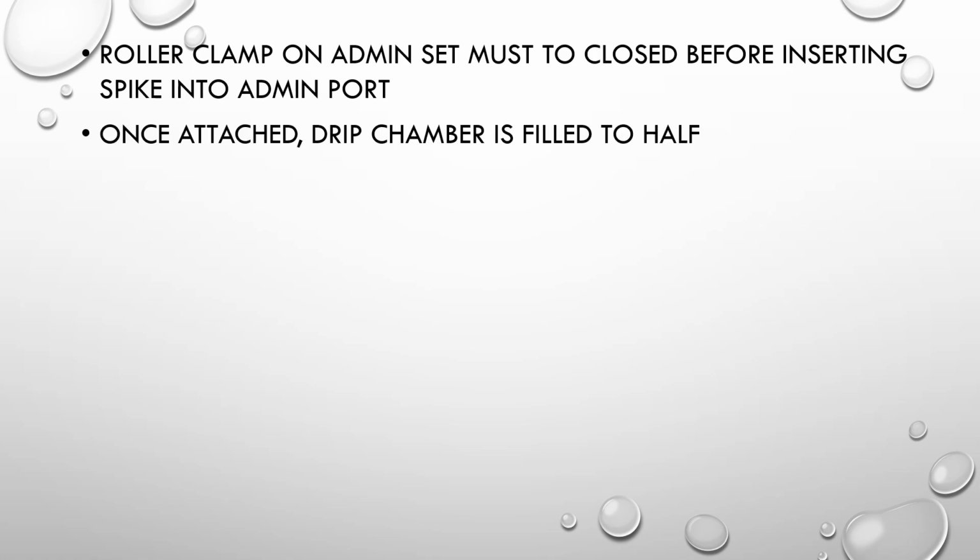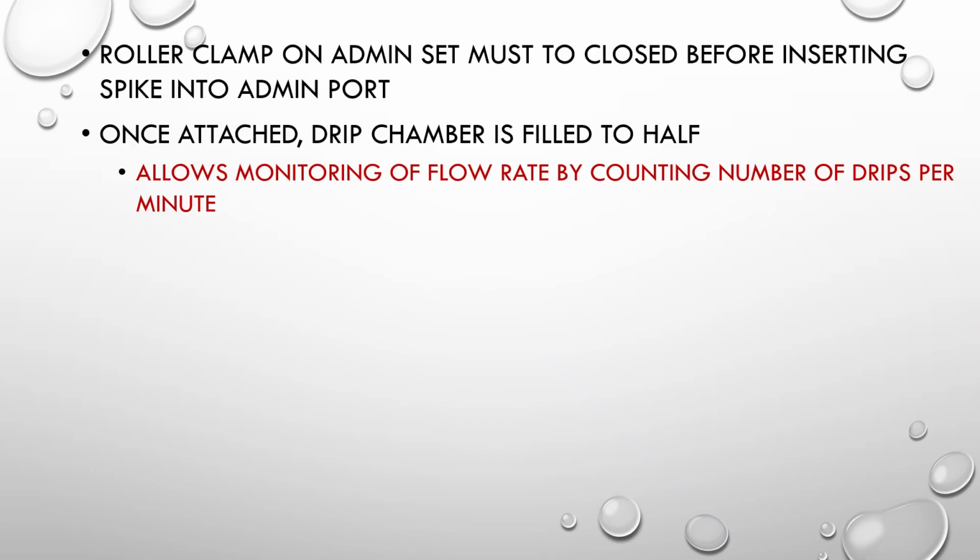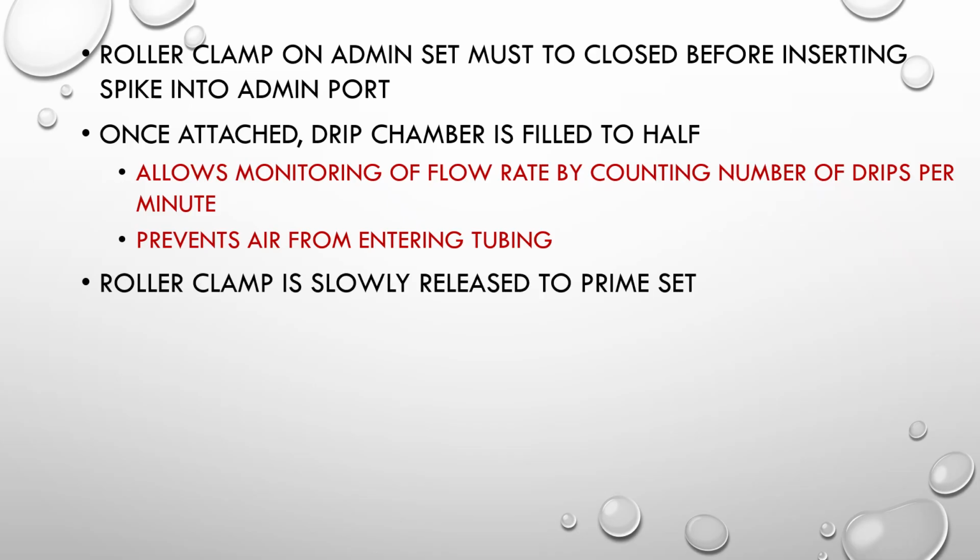Once it is attached, you're going to let that roller clamp out a little bit until the drip chamber is filled to half full. Now again, it's important that it is at half full, because if it's all the way up, you can't monitor the rate. And that's what the drip chamber is for. It allows that monitoring of the rate by counting the number of drips per minute. Helps determine the rate if it's not digitized. That's how you can determine that, is watching the drips per minute. This also prevents air from entering into the tube.